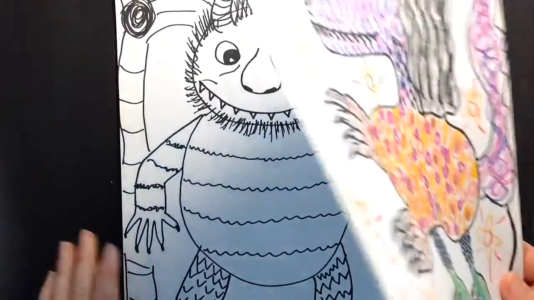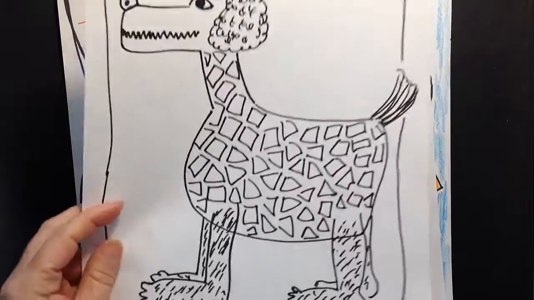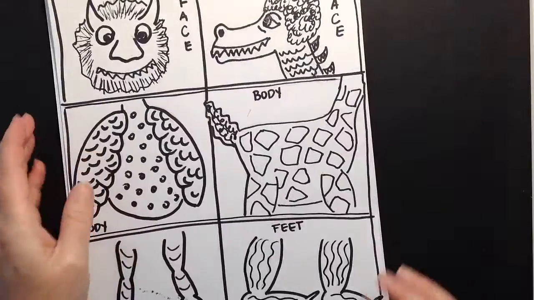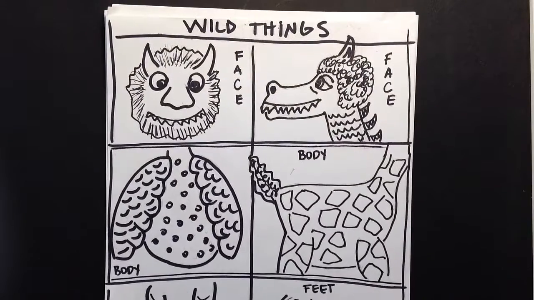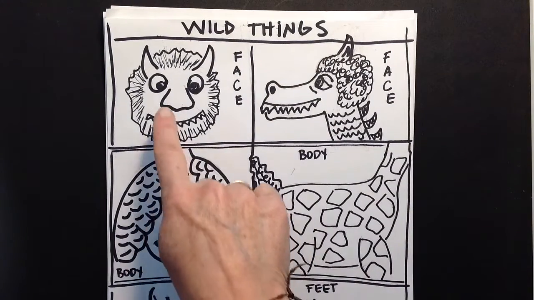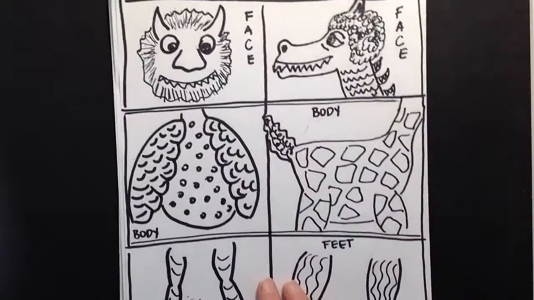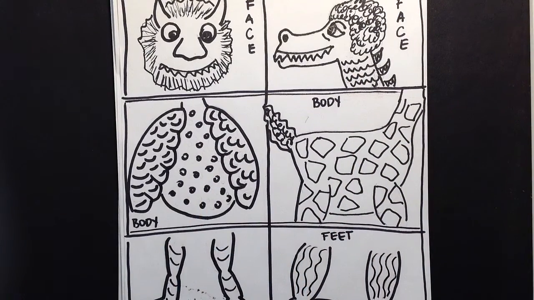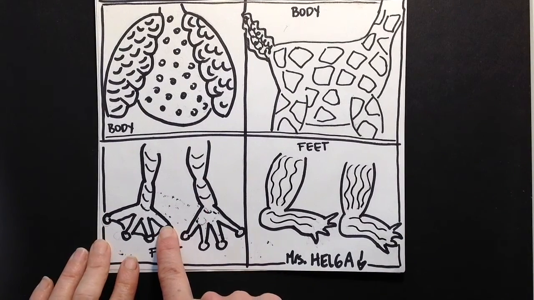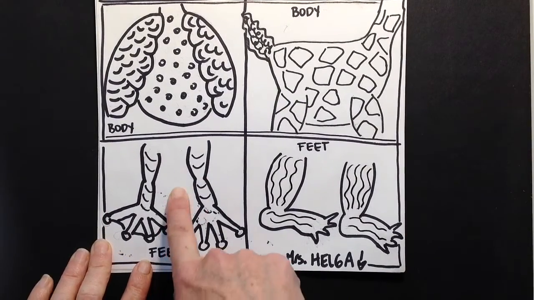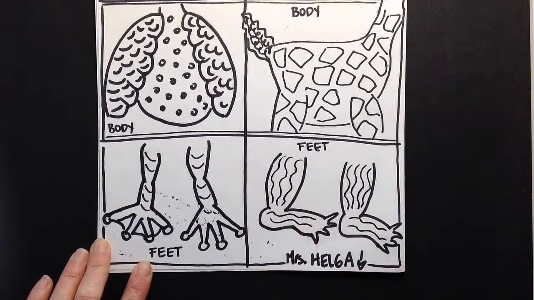We've made so far Harold, Barbara, and Teresa. 3 awesome wild things. So the next thing you need to do is create your own wild thing. I want you to design 2 different faces, 2 different bodies, and 2 different sets of feet. And then you can combine them together in different ways to create your own wild thing.